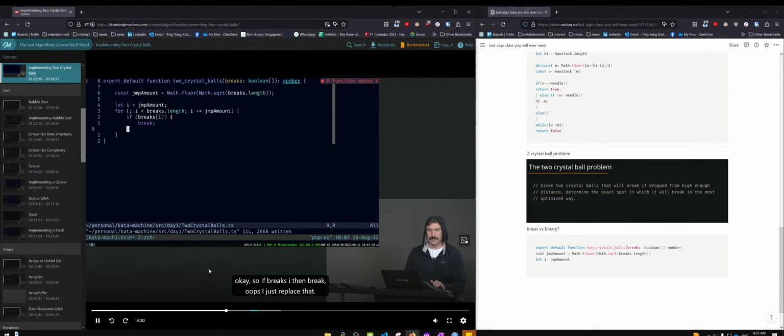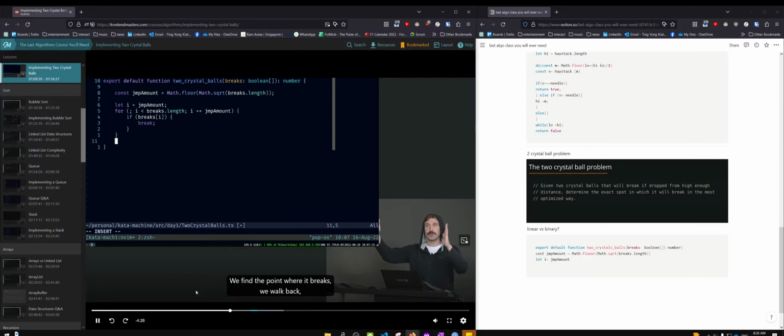Oops, I just replaced that. There we go. Now we do exactly what we said. We find the point where it breaks, we walk back, we jump back square root of n, then we walk forward square root of n. So i -= jumpAmount. There we go. And now we've just jumped back square root of n. Now we simply need to walk forward square root of n.